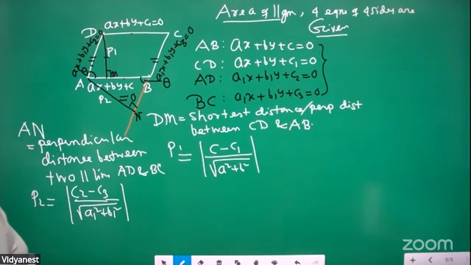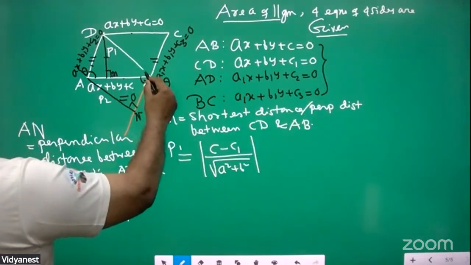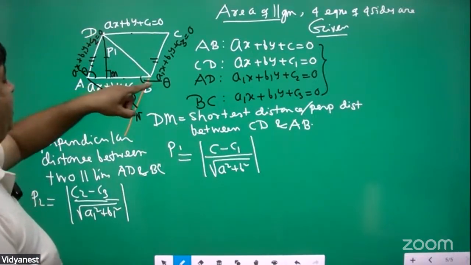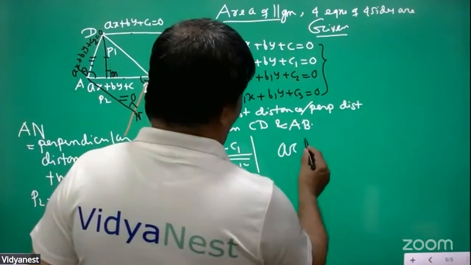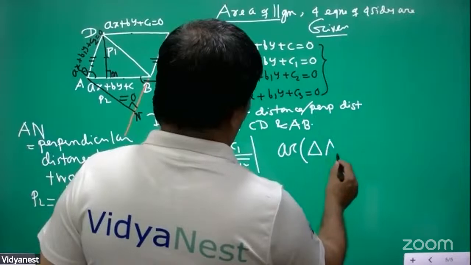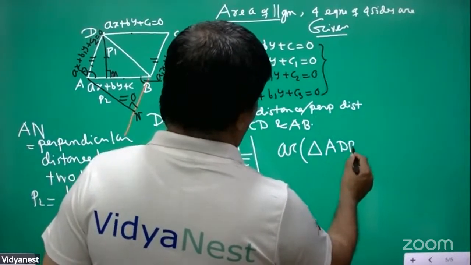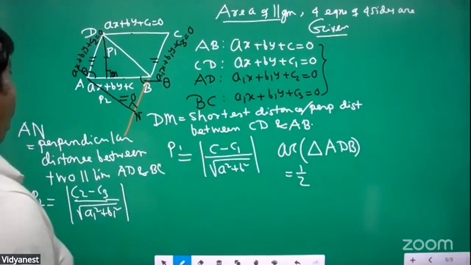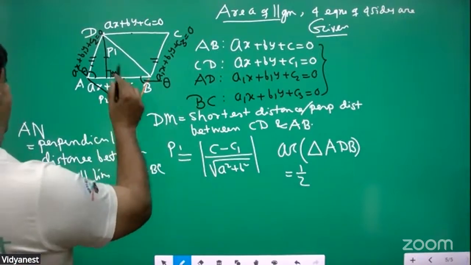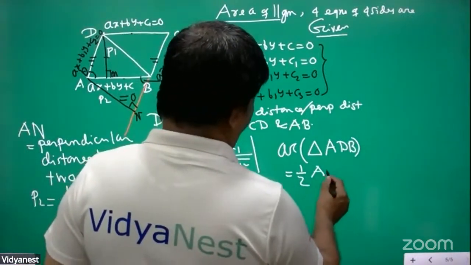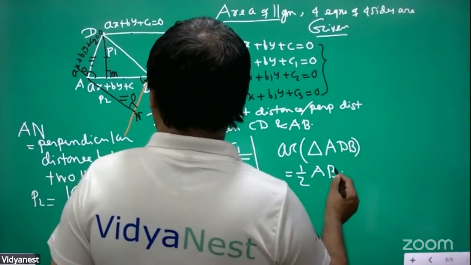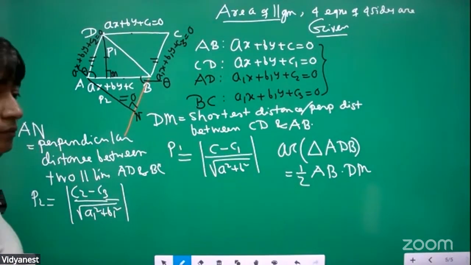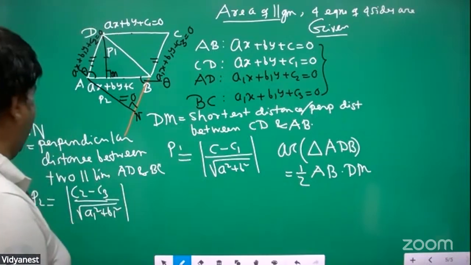Now, you join the diagonal. What is the area of this triangle? Area of triangle ADB, half base into height, AB into DM. Half AB into DM.